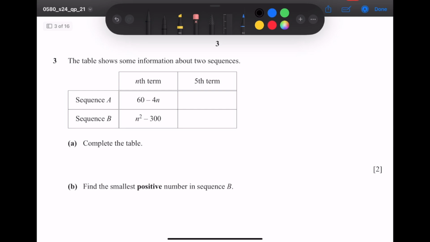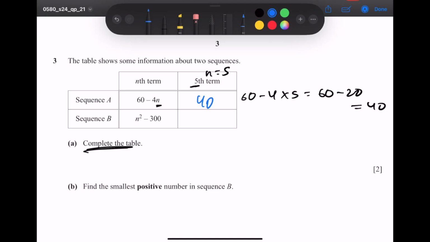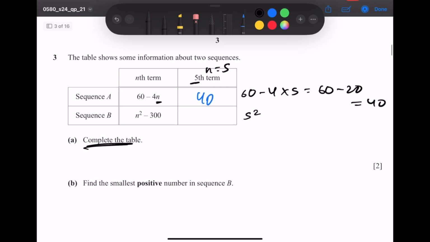Question 3. The table shows some information about two sequences. A. Complete the table. So for this question, you have to substitute the number 5 into n, since the question is asking you to complete the table. And so since the fifth term means that n is equal to 5, for sequence A it is just 60 minus 4 times 5, which is 60 minus 20, which is equal to 40. And for sequence B, n squared minus 300, which is equal to 5 squared minus 300, which is equal to 25 minus 300, which is equal to -275.